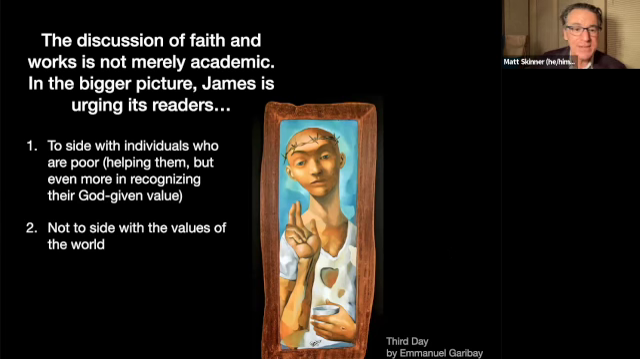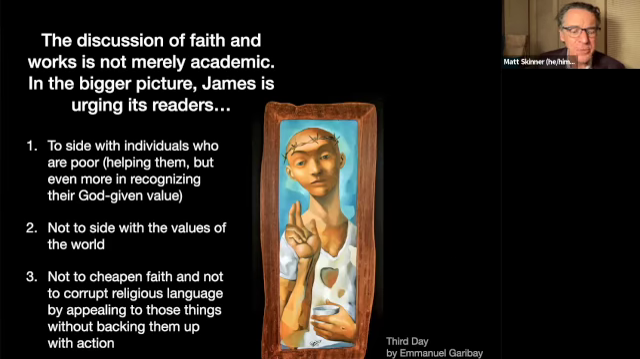Part of that too is not to side with the values of the world. This idea of Abraham becoming a friend of God or allied with God. And then as well, I think James is concerned that the book's readers don't cheapen faith and don't corrupt religious language by appealing to faith or religious language without backing them up with action.